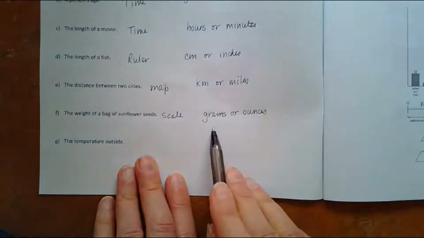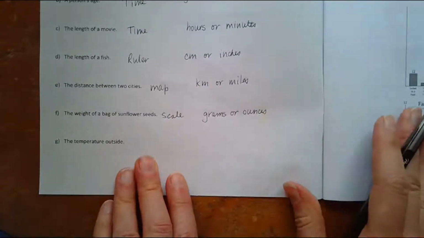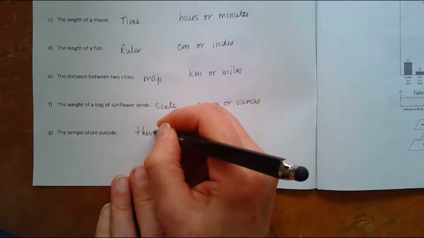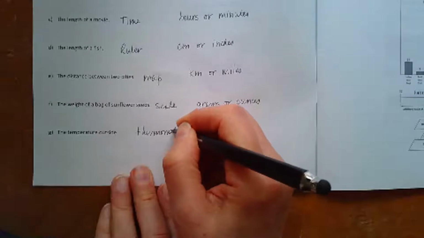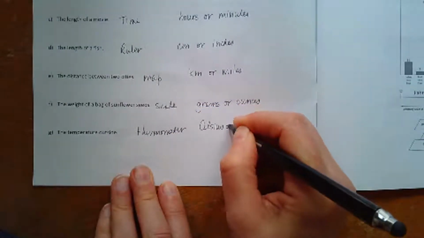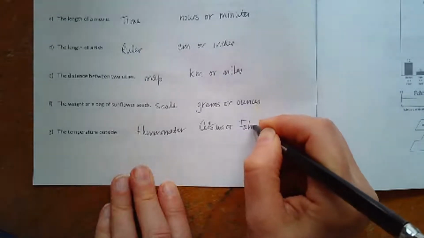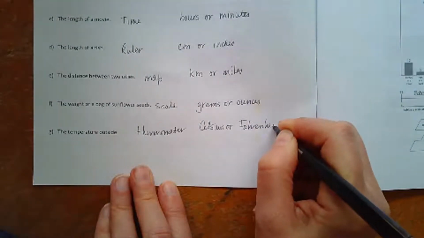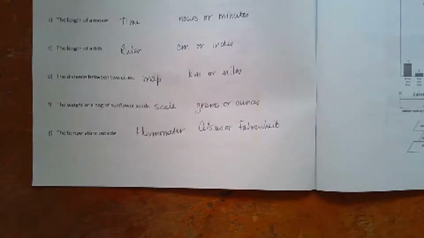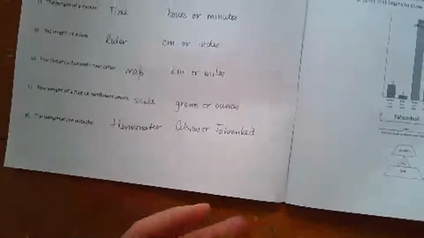I'm going to talk about grams, ounces, kilograms, miles on the next page. And then temperature outside, of course, I could use a thermometer. And I could use Celsius or Fahrenheit. Okay. All right. So that's just to kind of get you familiar with what we're talking about here, units.